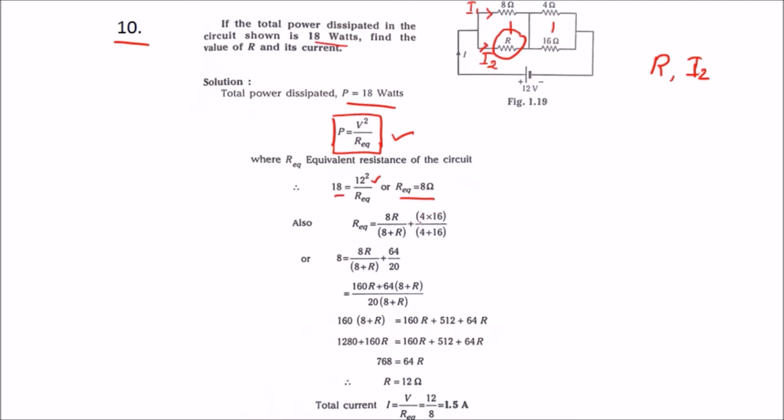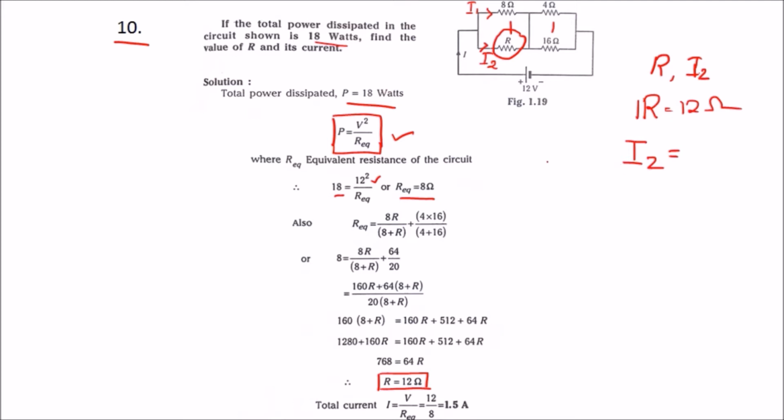Using this we can find out the value of R. So we know the equivalent formula, that is 8R divided by 8 plus R, plus 4 into 16 divided by 4 plus 16. By simplifying this we will get the value of R, which is nothing but 12 ohms. So from this we got the R value, that is 12 ohms. So next we need to find I2.